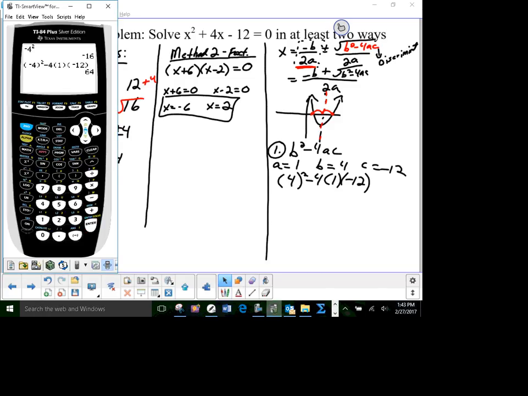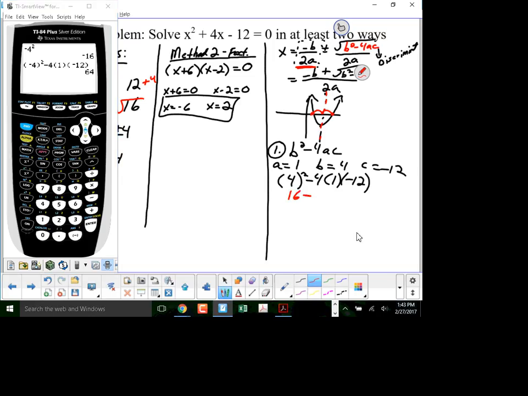Now, I'm looking at this, I'm thinking exponents first, that's going to be 16. The minus comes last, because addition and subtraction comes last in the order of operations. And then multiplication. So 4 times 1 times negative 12 is negative 48. And then I can go ahead and do my addition and subtraction. So that's going to be 64. That's my discriminant.